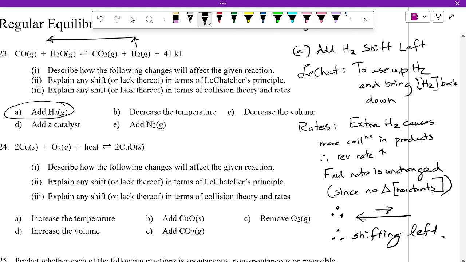Do we want to go through all of these, or is there a specific one you would like to do? Would you like to go through any? We could do one more maybe, a temperature or a volume. A catalyst is no change, because it speeds up both rates equally. Yeah.